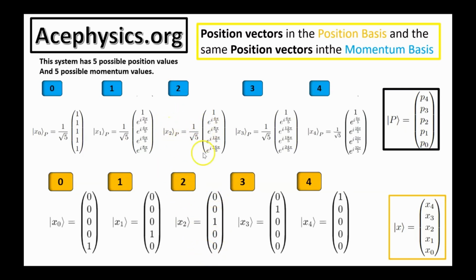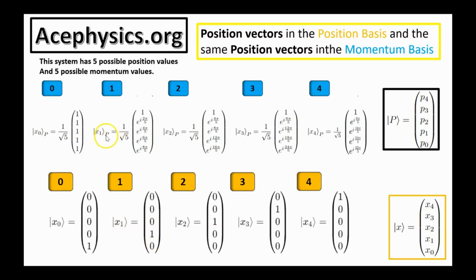Position 2 in the momentum space is the Fourier transform of this vector, and this has 5 complex numbers. All the complex numbers have a magnitude of 1 over the square root of 5, and they have a phase relationship that goes as 0, 4 pi over 5, 8 pi over 5, 12 pi over 5, 16 pi over 5. So what this nomenclature means, x1 means that you're at position 1.